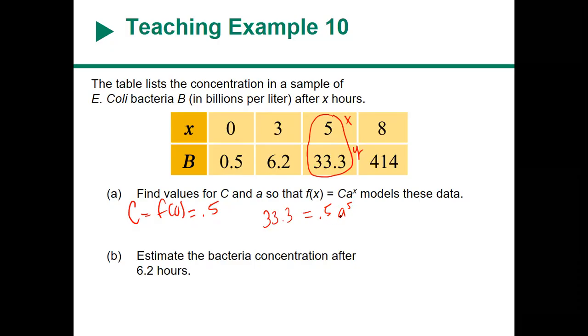Okay, so I need to get the variable by itself. What's the first thing I'm going to do? Divide by 0.5. When you're dividing by a half, that means you're doubling, right? So I'm just doubling 33.3, which makes 66.6, which equals A to the 5th. Now I need to find the 5th root of this. In the calculator, I'm going to have to put 66.6 to the 1/5. That's what my A is.